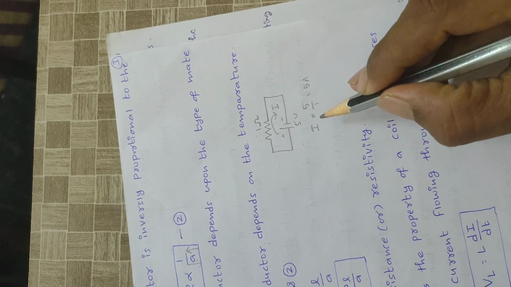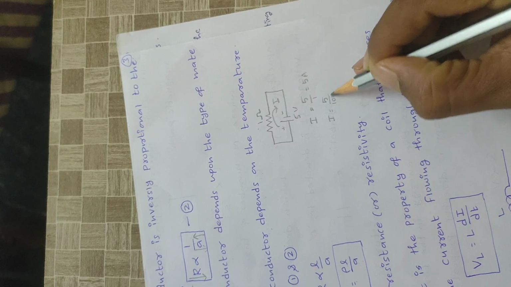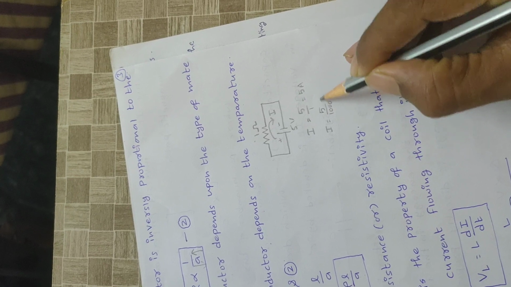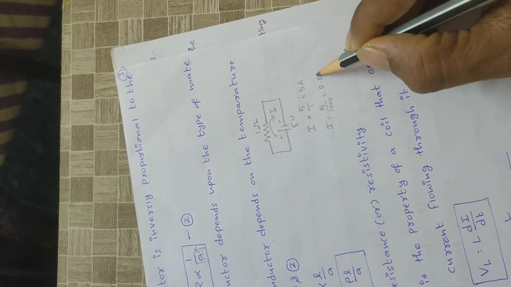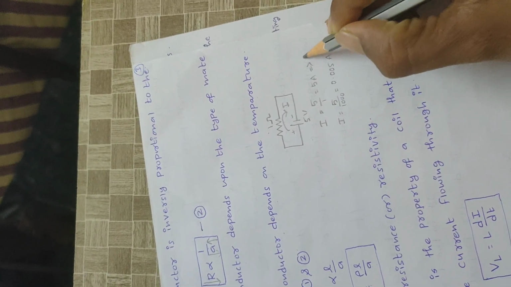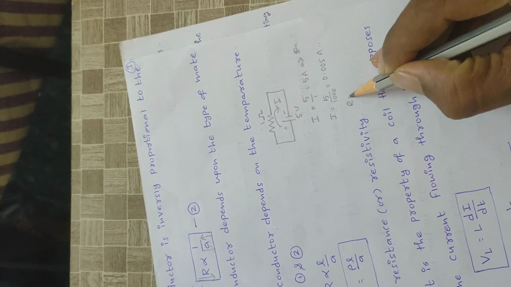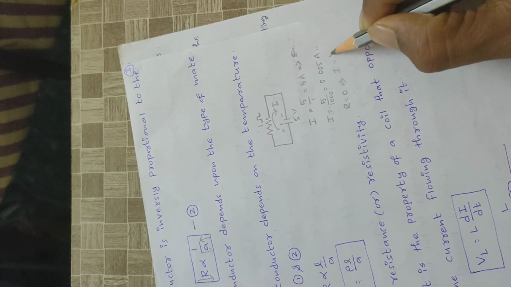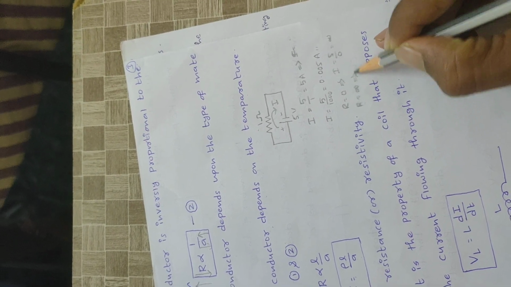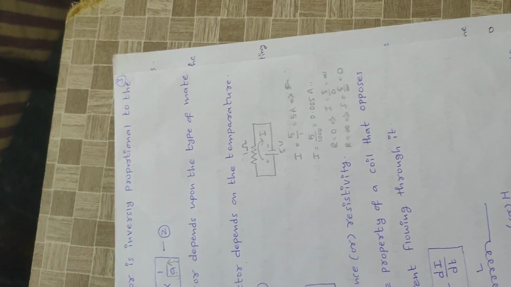Next case, I am changing the resistance value to 1000, then current I is equal to V by R, that is 5 by 1000, that means 0.005 amperes. Suppose if the resistance value is 0, then current I is equal to 5 by 0, infinite. If the resistance value is infinite, current is 5 by infinite, 0.